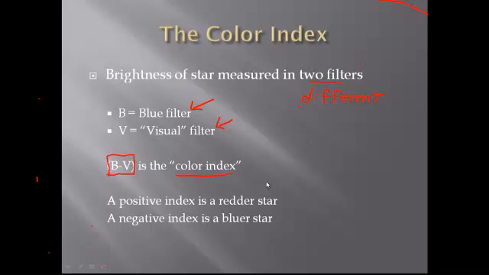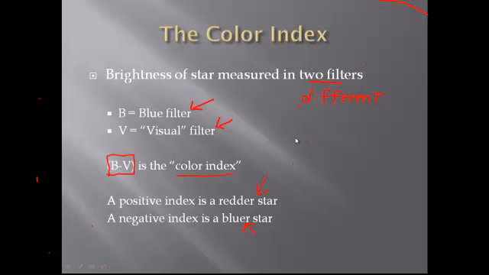If we get a positive value for that, that means we have a redder star. And a negative index means we have a bluer star. So two different options there, depending on what happens. If the star is very, very bright in the blue as compared to the visual, then the blue is going to be a smaller number. Remember, magnitudes are backwards. Not only is our x-axis backwards, but our magnitudes are backwards.